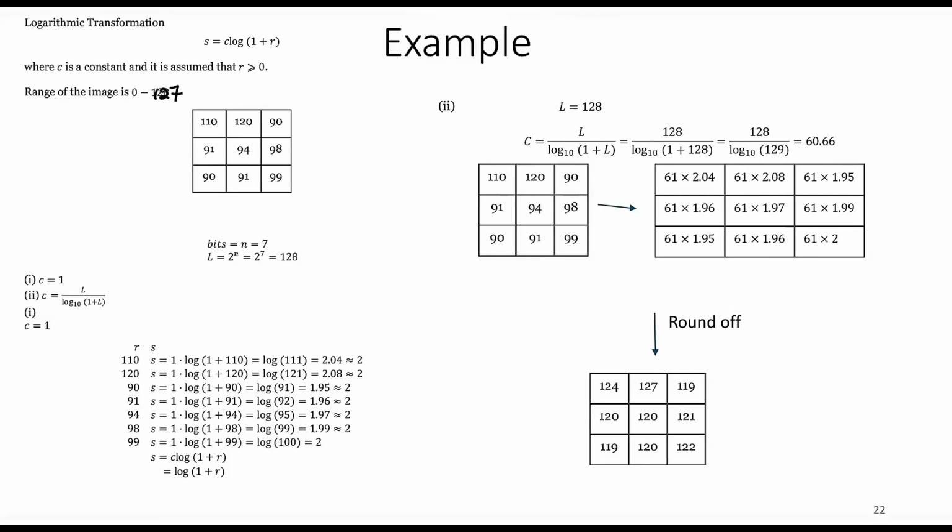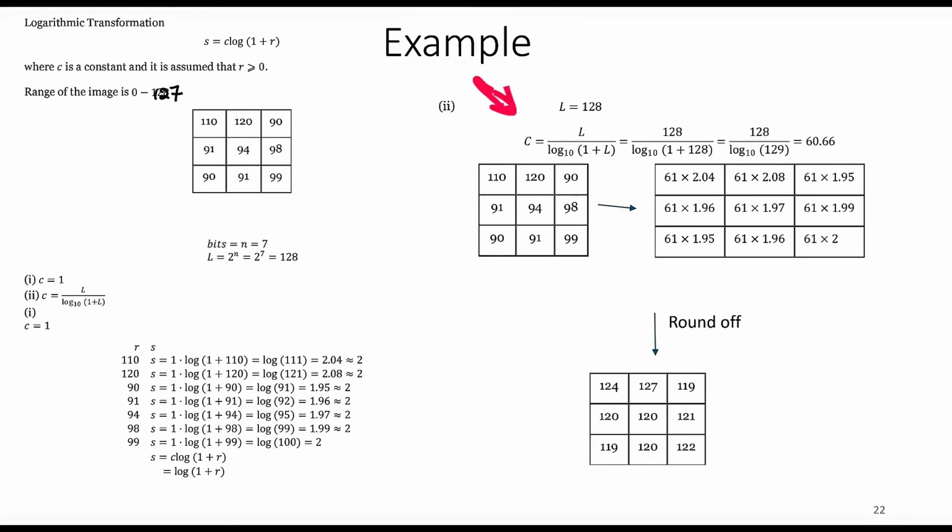Similarly, if c is not a constant but is log10 of 1 plus L, what is L? The total intensity levels, which is 128 in total, because of the quantization. Then I can directly apply this log here, and to get the numbers, definitely we have to round off. So all the matrix is equal to 2? Yes, for this example, all the bits, for this one, it will all be 2.